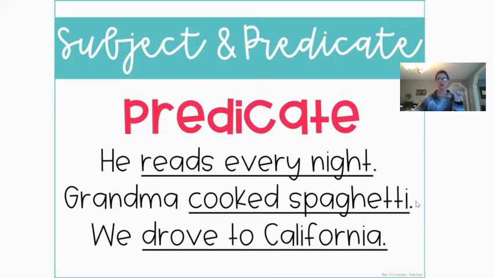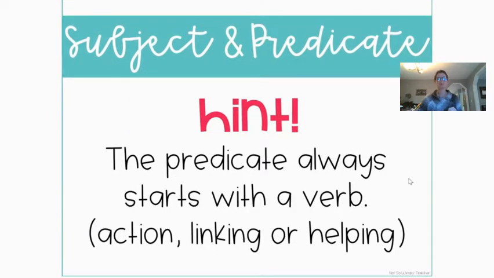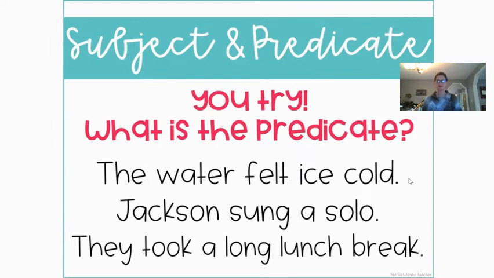So we've got the subject, who the sentence is about, and we've got the predicate, which tells us what they did. And here's a hint. The predicate always starts with a verb. And it could be an action verb, or it could be a linking verb like we've learned about that connects a verb and a noun, or it could be a helping verb that just gives us some more information about the verb.